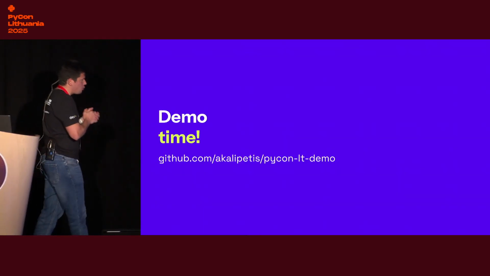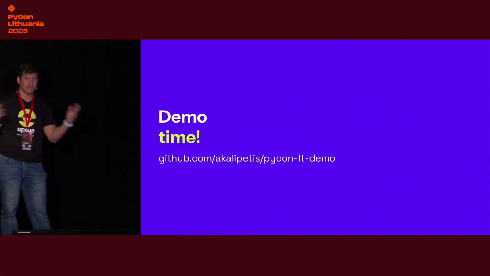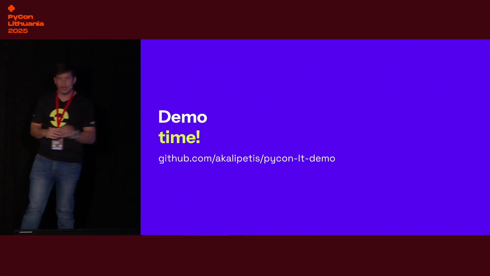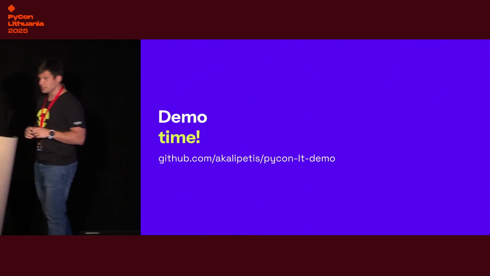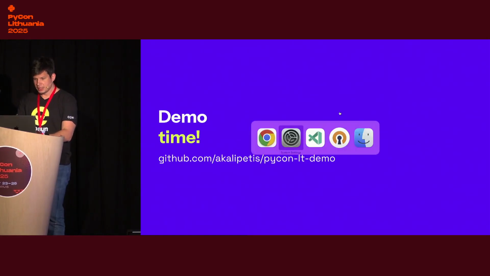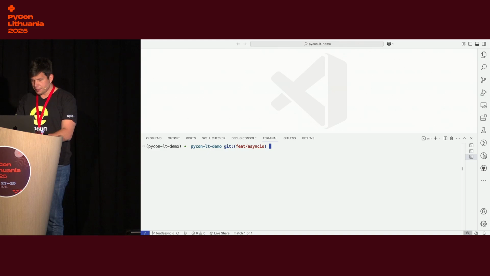So demo time. We're going to see how we can leverage all those things that we've been talking about in a very small Django application. If you would like to get the code afterwards or now, you can go to this link. It's publicly available on my GitHub. And let's see what we have here.